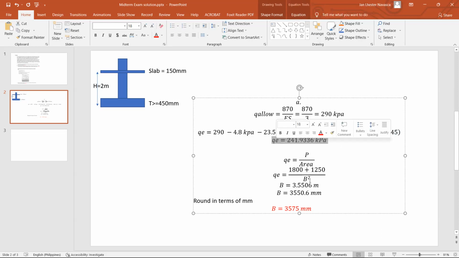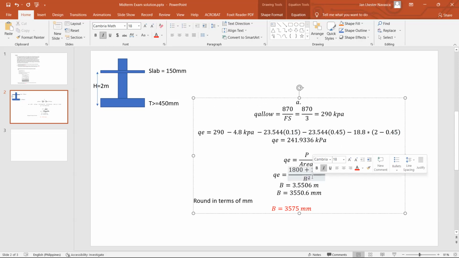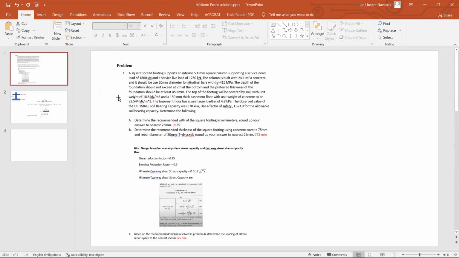After that, you can now solve for the width. The area of our footing is a square. What is the area of the square? That is L squared, so the only variable is letter B. So qe is equal to P over B squared. Solve for B. You get 3.5506 meters, and convert it to millimeters by multiplying by 1,000, you get 3,550.6 millimeters. According to the problem, round it to the nearest 25 millimeters, or the nearest 1 inch.